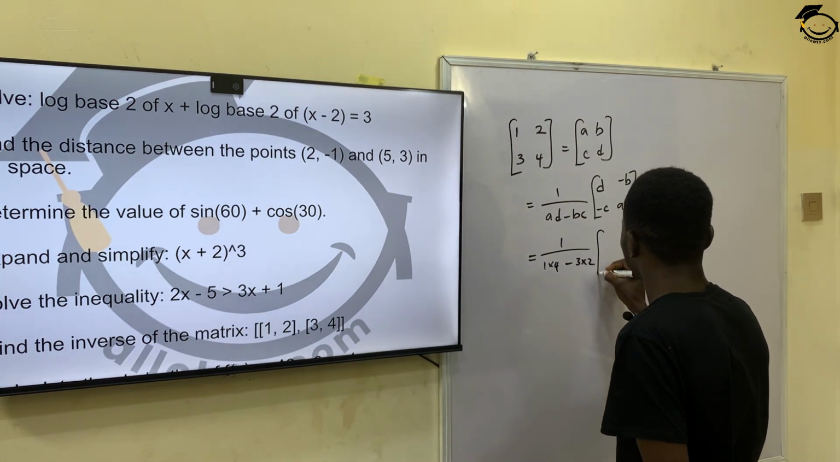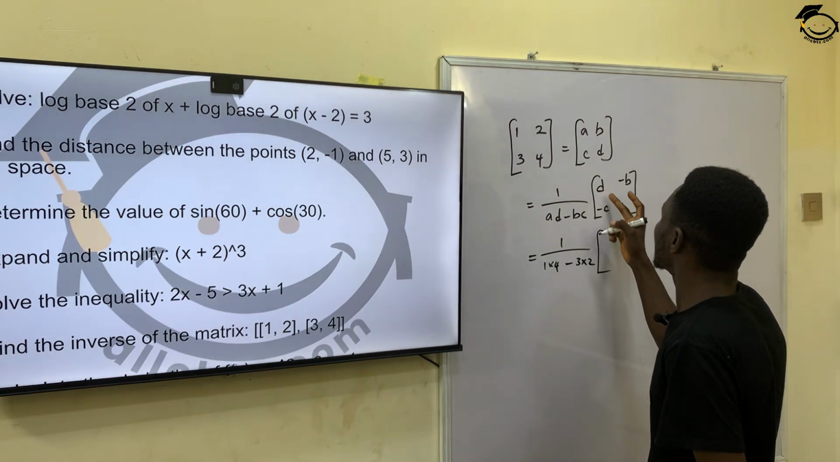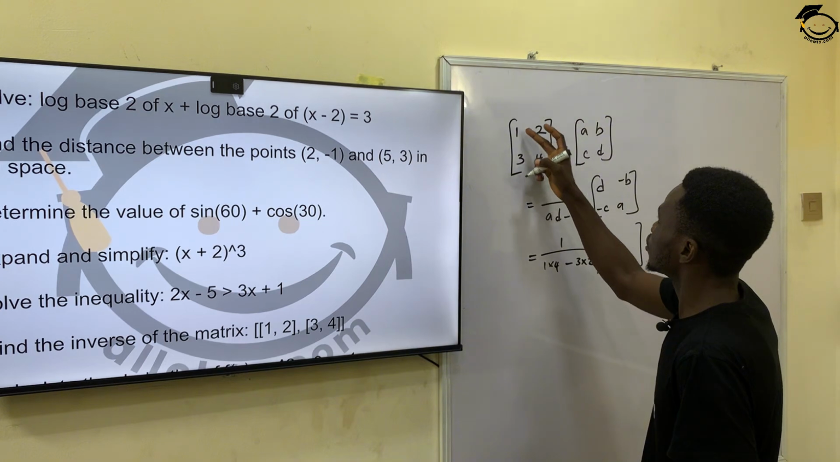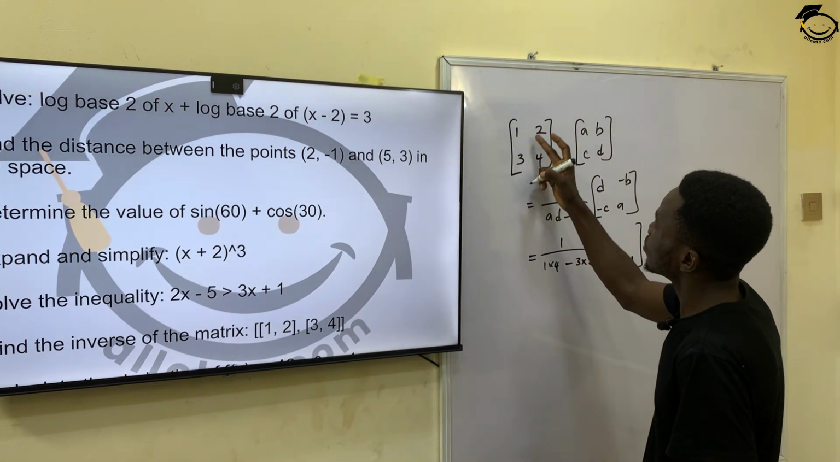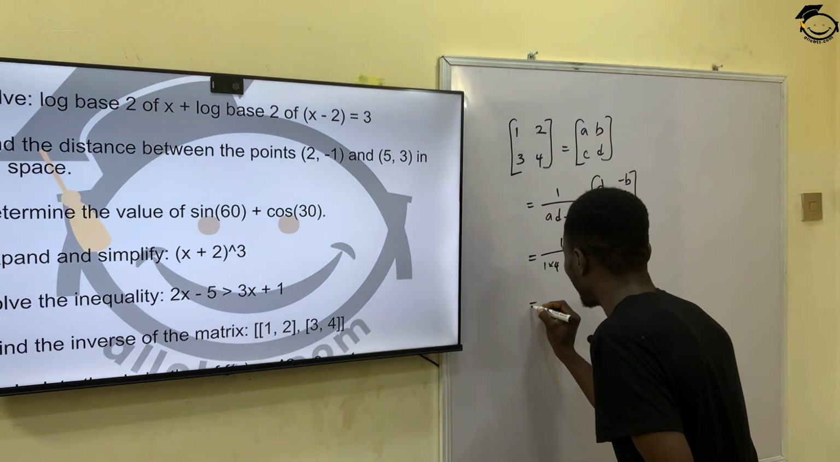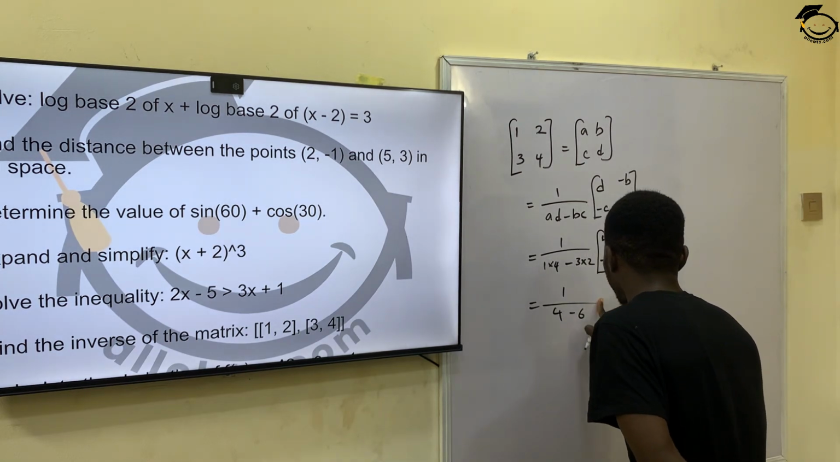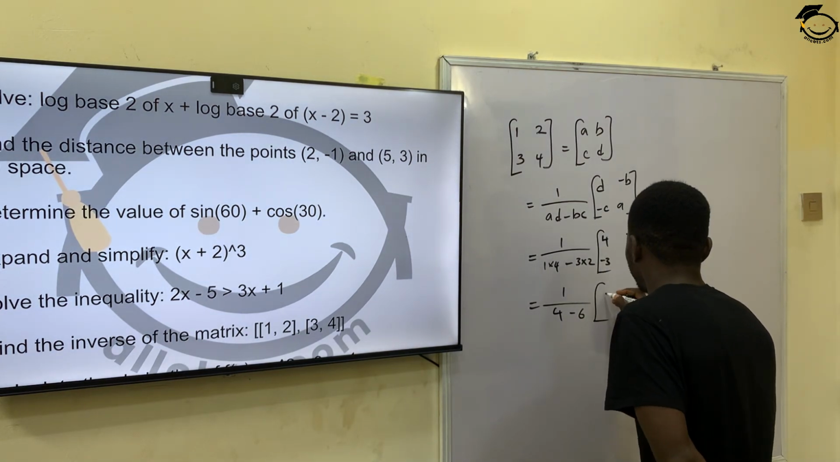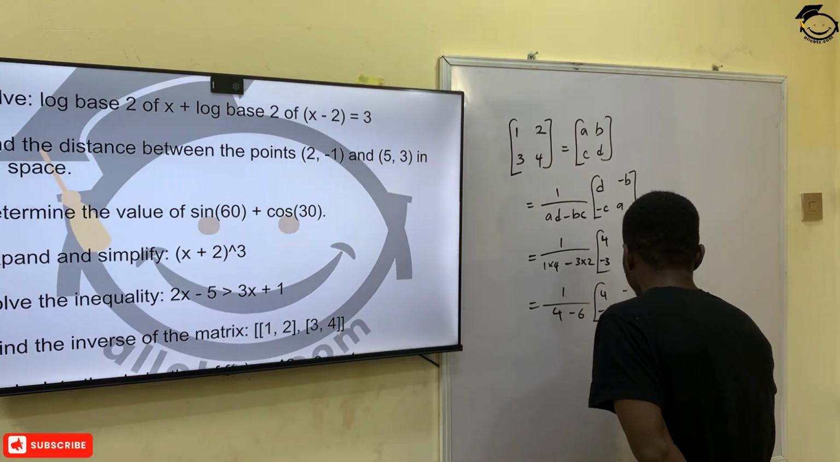Then here I have, in my 2 by 2 matrix, DA, which means I'm going to interchange these two, and this will become 4 and 1. And then I'll add minus to these two, so I have minus 3 and minus 2. So this can be simplified to mean that I have 1 over 4 minus 6. Then I have 4, minus 2, minus 3, 1.